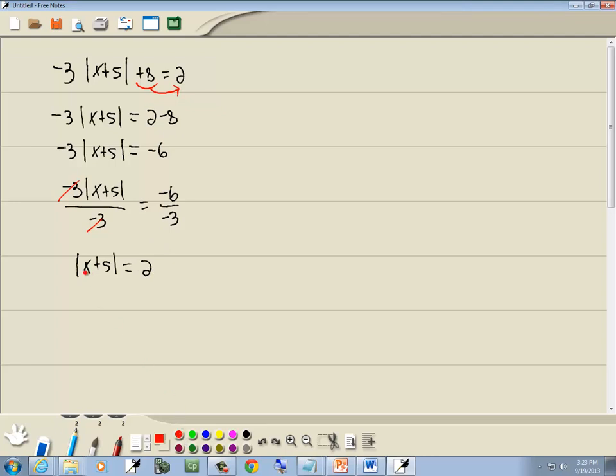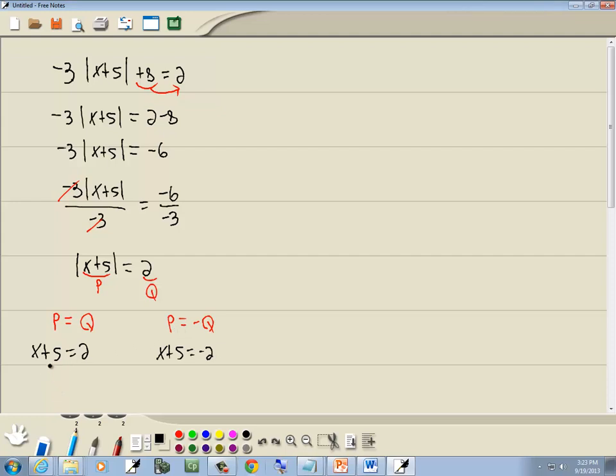Now what's inside our absolute value is going to be our p, and the other side will be our q. And our formula says p is equal to q, p is equal to negative q. We can apply our formula now because the absolute value is by itself on the left side. Wherever we have a p in our formula, we'll plug in x plus 5. Everywhere we have a q, we'll plug in 2. So we get x plus 5 is equal to 2, and x plus 5 is equal to negative 2.